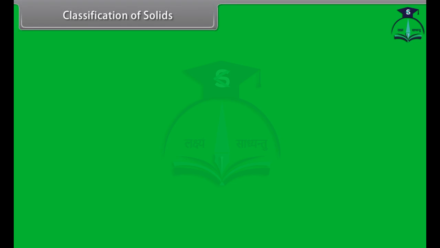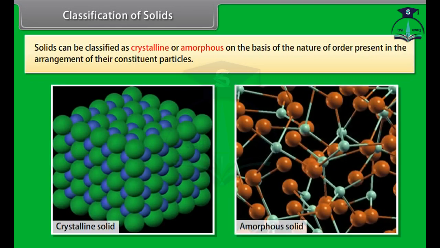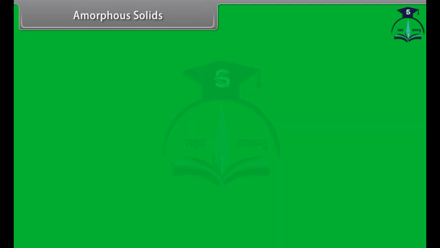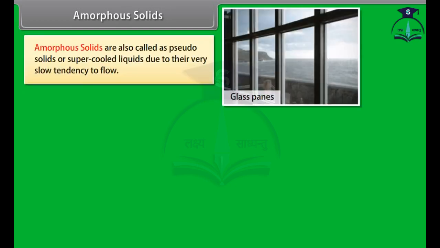Classification of solids. Solids can be classified as crystalline or amorphous on the basis of the nature of order present in the arrangement of their constituent particles. Crystalline solids are anisotropic in nature. Anisotropy in nature is due to different nature of particles along different directions. Amorphous solids. Amorphous solids are also called pseudo-solids or supercooled liquids due to their very slow tendency to flow.